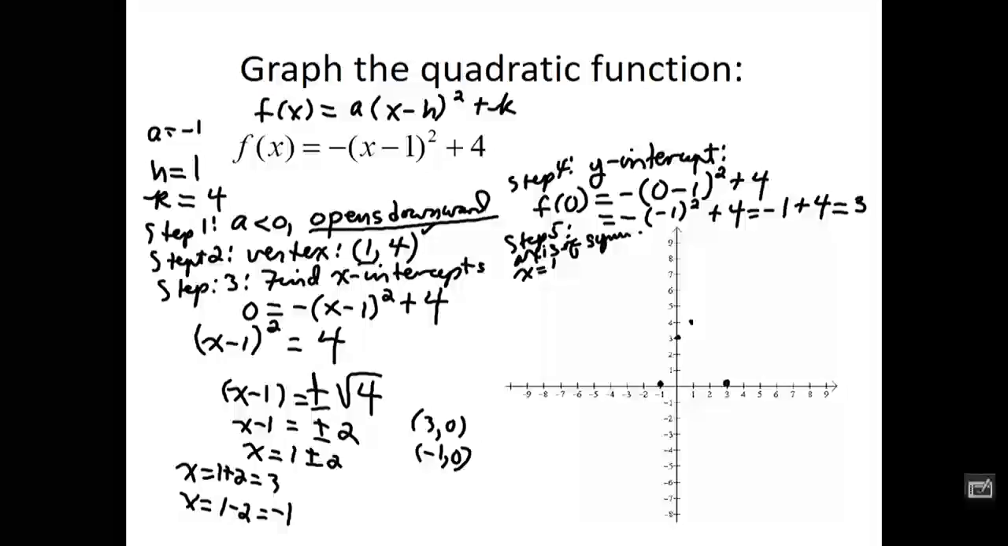So now if I connect the points, and the axis of symmetry is the vertical line through x is equal to 1. And now we have obtained the graph of the quadratic function f of x is equal to minus (x minus 1) squared plus 4.